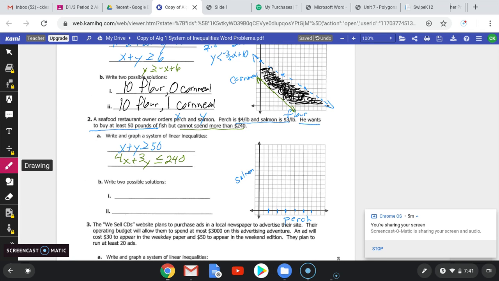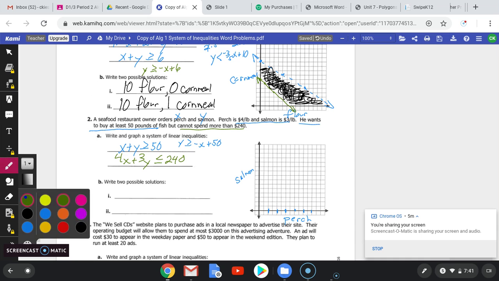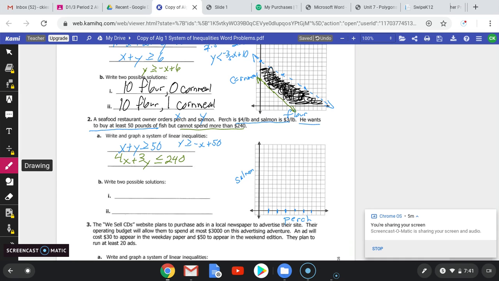So going with both of these here, I have y is greater than or equal to negative x plus 50. And for the other equation, I solve for y. I get 3y less than or equal to negative 4x plus 240. And then divide by 3, and I get y is less than or equal to negative 4/3 x plus 80.